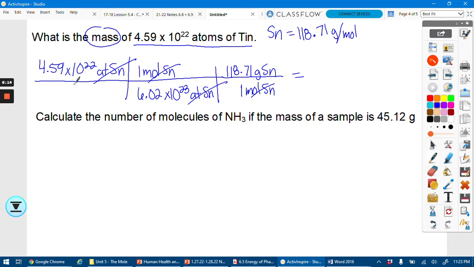So we're going to take 4.59 times 10 to the 22nd, multiply by 118.71, and then divide by 6.02 times 10 to the 23rd, and this is going to give us 9.05 grams of tin for our answer.